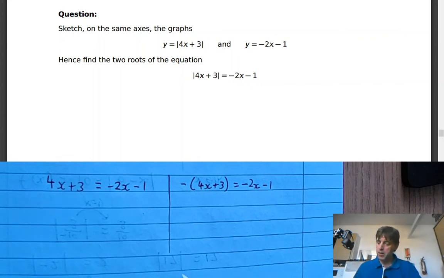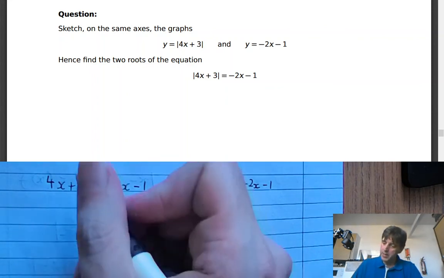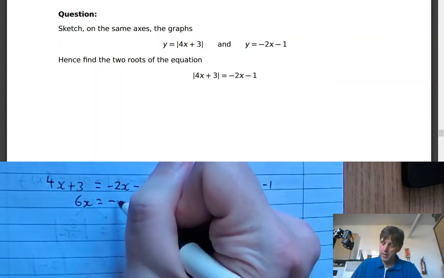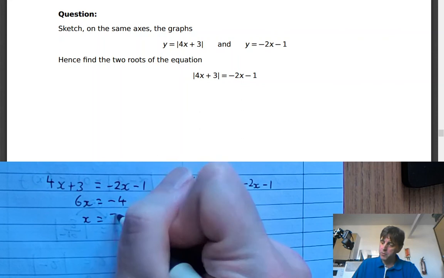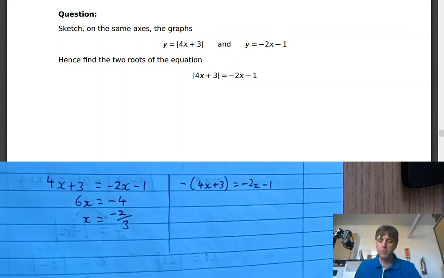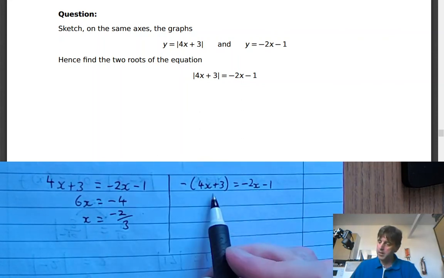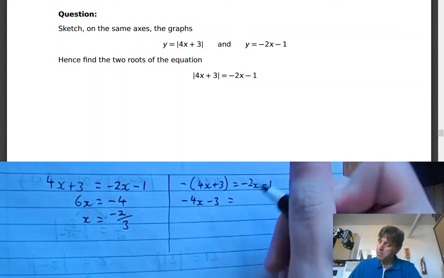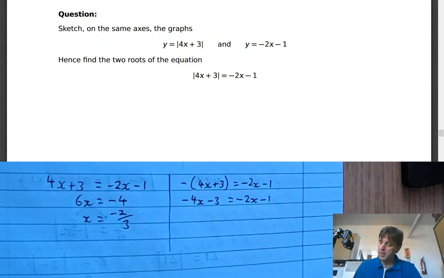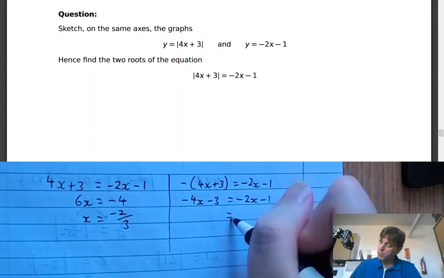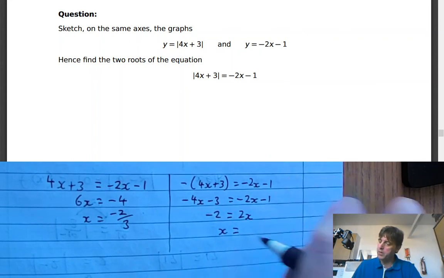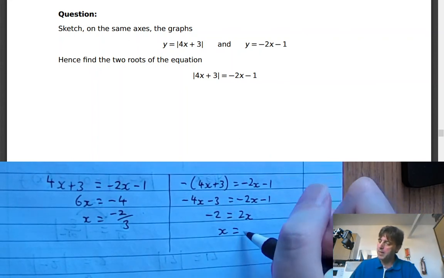Okay, let's just very quickly go through these. These should be fairly simple equations to solve. Add 2x to both sides here. You get 6x. Subtract 3 from both sides. I think we get minus 4 here. So that leads us to x equals negative 2/3 as one of the solutions to the equation. And then for this one here, let's just expand out the bracket first of all. So minus 4x minus 3 equals minus 2x minus 1 on that side. Add 4x to both sides. We're going to end up with 2x on there. Add 1 to both sides, negative 2. So that leads us to the second root of the equation, which is x equals negative 1.